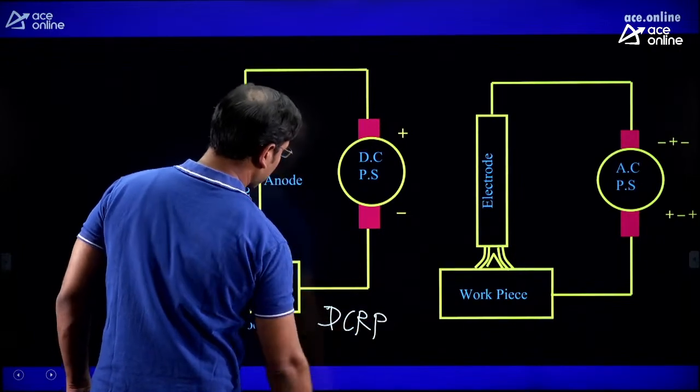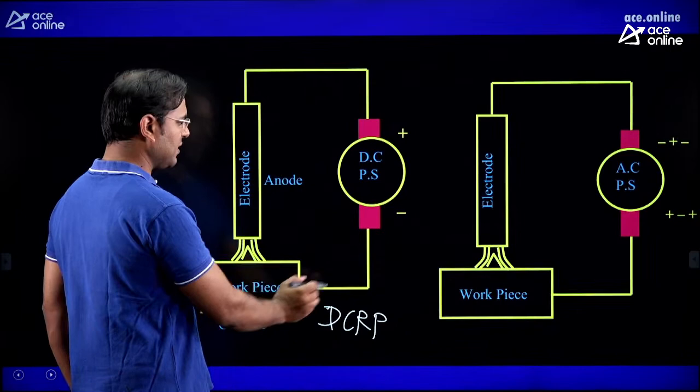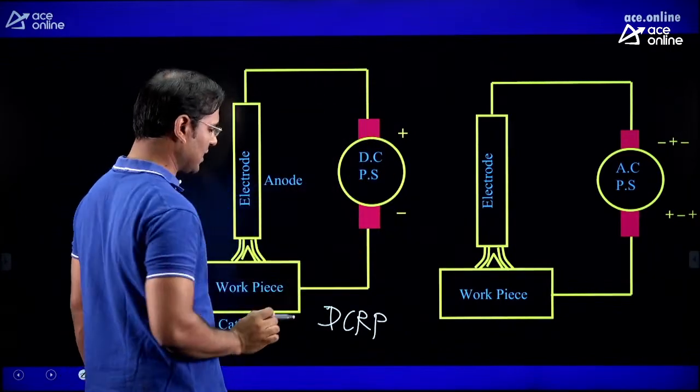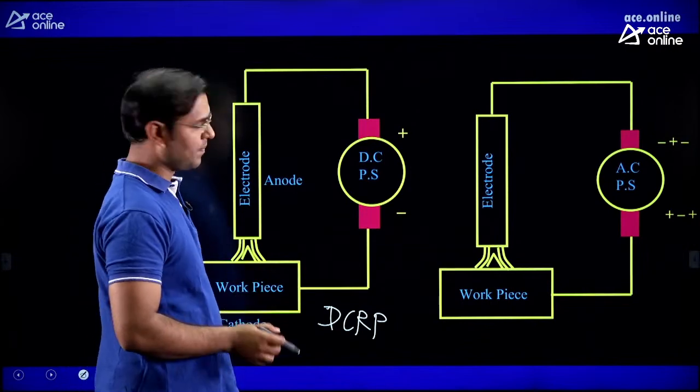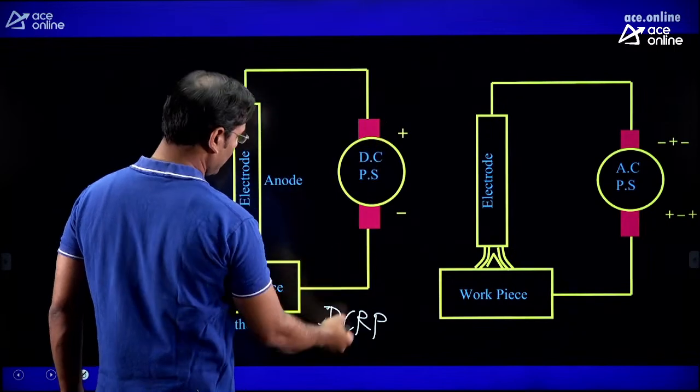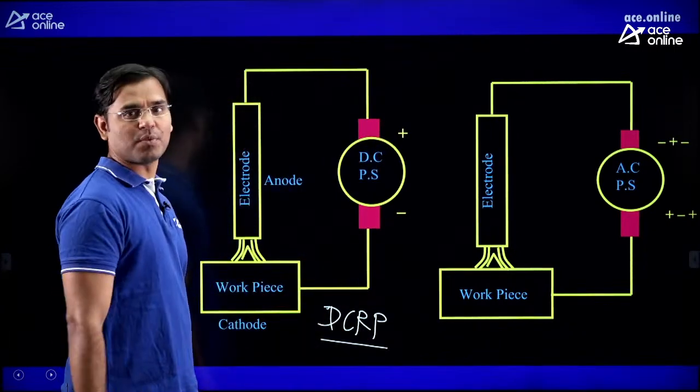What is known as direct current straight polarity? When the workpiece is connected to the positive terminal and the electrode is connected to the negative terminal, then it is known as direct current straight polarity. Here the workpiece is connected to negative and the electrode is connected to positive, hence we are saying it is direct current reverse polarity.